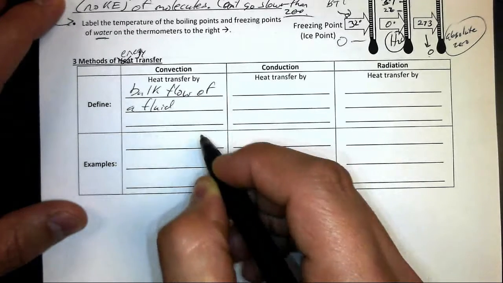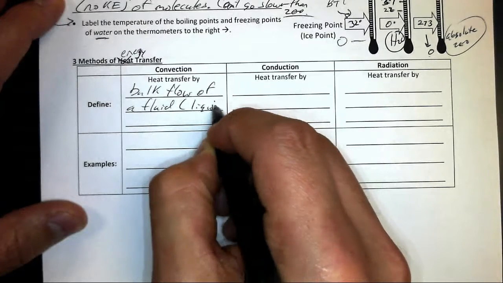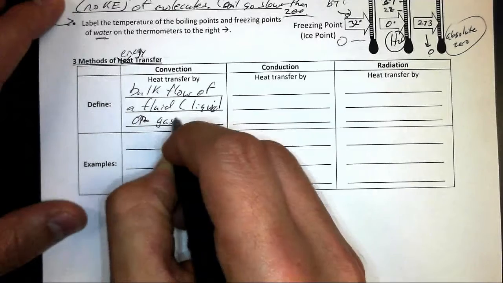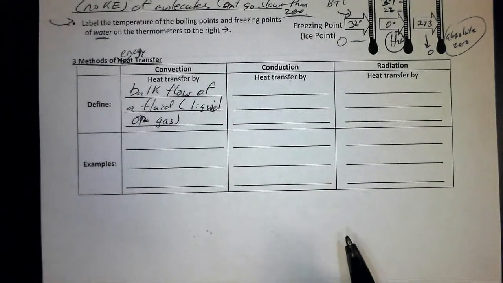Bulk flow of a fluid or liquid. This could be a liquid or a gas. Bulk flow, in other words, a fluid in this sense is anything that will flow. Convection is heat transfer by bulk flow of fluid.